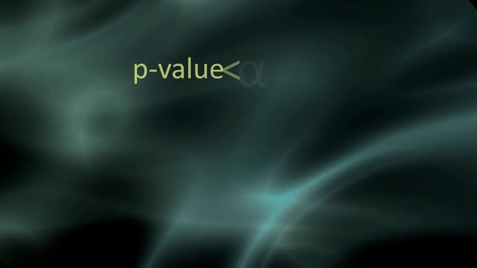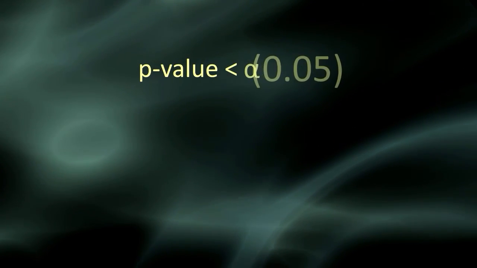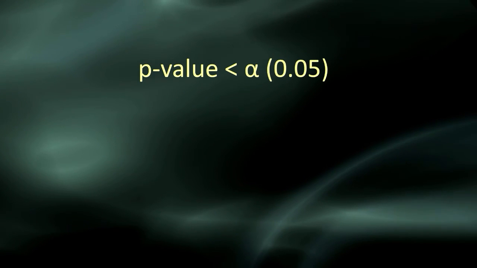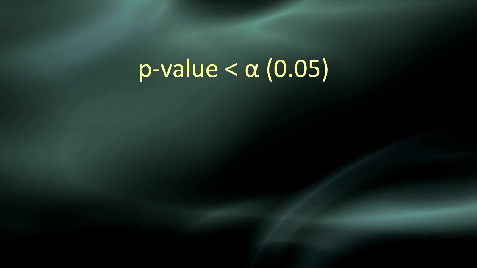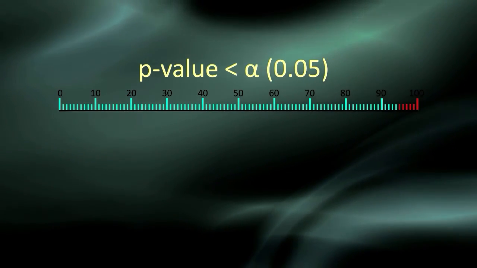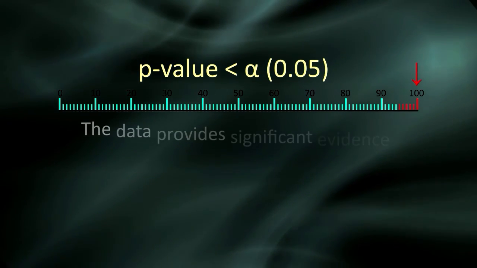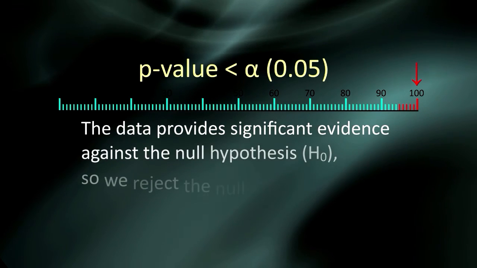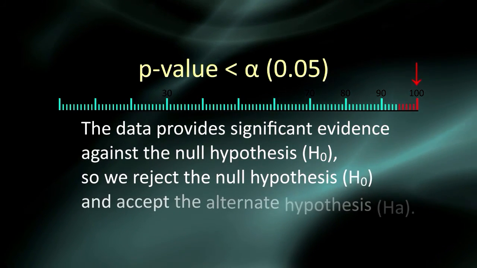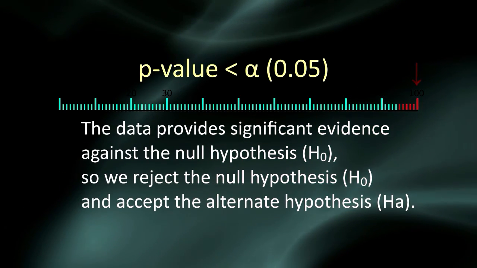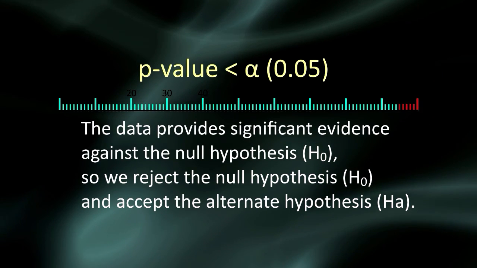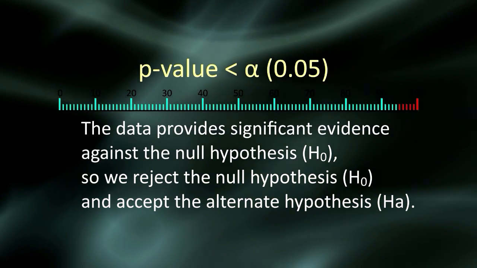If the p-value is less than alpha, which is usually 0.05, then the data we got is considered to be rare or surprising enough when the null hypothesis, H subscript 0, is true. And we say that the data provides significant evidence against the null hypothesis. So we reject the null hypothesis and accept the alternate hypothesis, H subscript A.